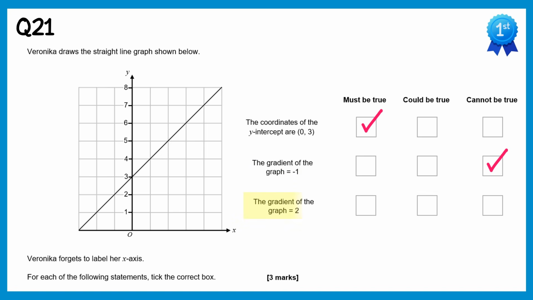Now on to the final statement. The gradient of the graph equals 2. For this part of the question we need to notice that Veronica forgets to label the x-axis. So this means there are no coordinates at the bottom and you can see it's empty.